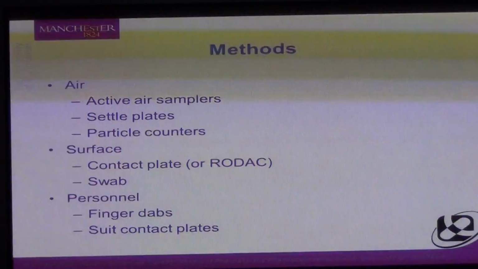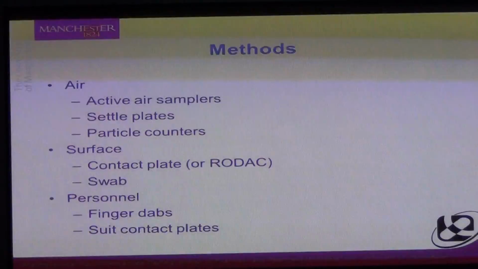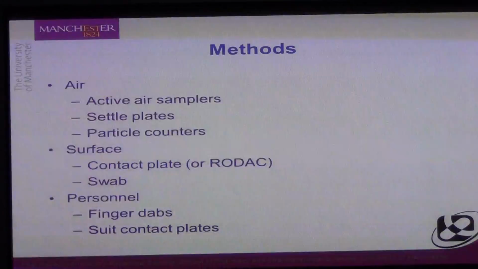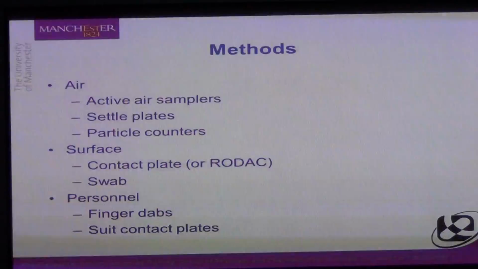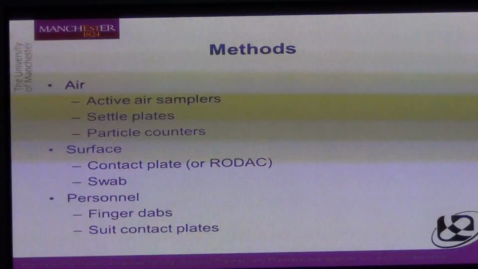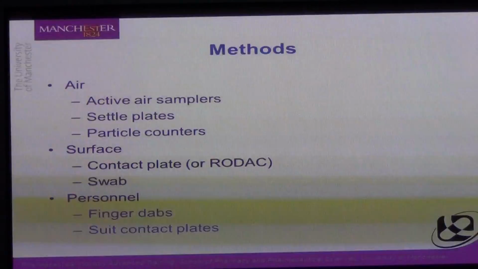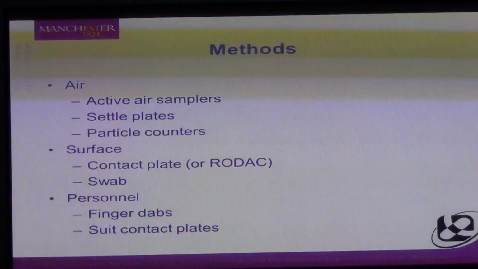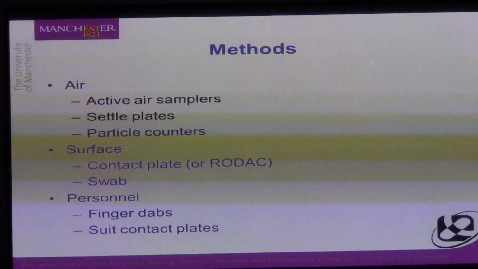Okay, in terms of the common methods used for environmental monitoring, these are on the screen now, what we describe as the classic methods. We have to assess the microbial content of the air. We have active or volumetric air samplers, which take in a cubic metre of air. And these either work by centrifugal forces, by impaction or filtration.